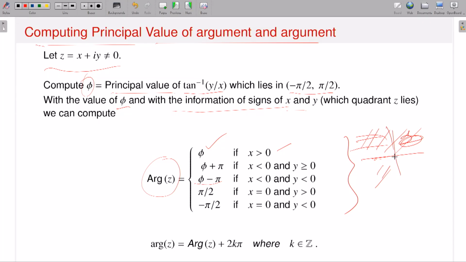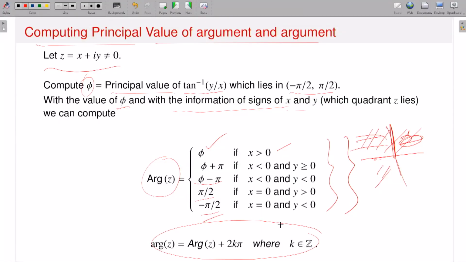And if x is 0 and y is positive, that means I am on the positive imaginary axis, and this is pi by 2. If x is 0 and y is negative, that means the negative imaginary axis, it is minus pi by 2. Okay, so this is the formula. This formula will be very useful to calculate, given a non-zero complex number, what is the corresponding principal argument. So this formula you should remember.